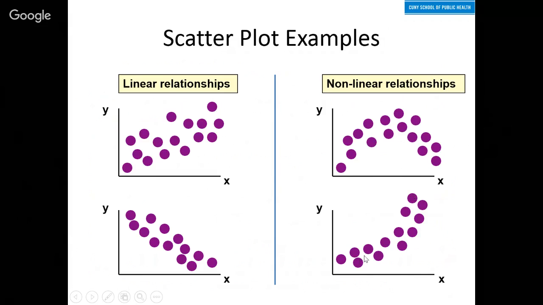Here's another one that kind of looks like a parabolic relationship. You might have some linear and some nonlinear relationship, or maybe it's all nonlinear. You can't really tell from just this.